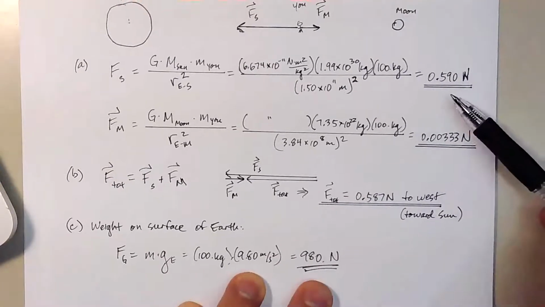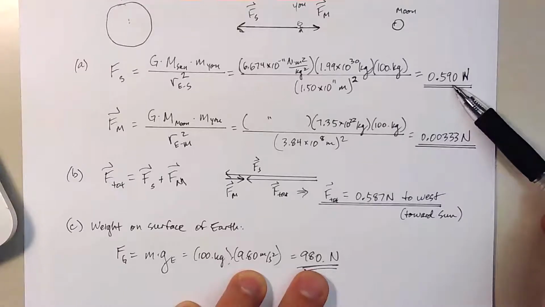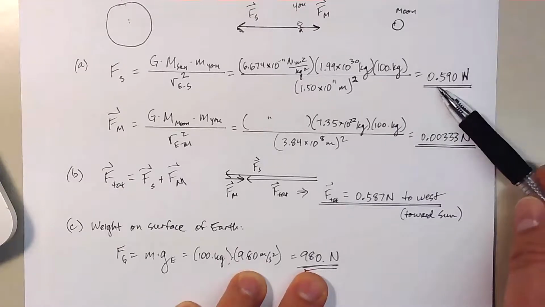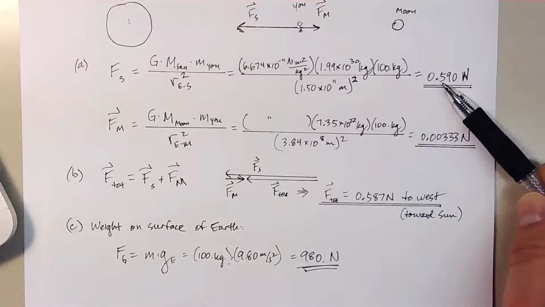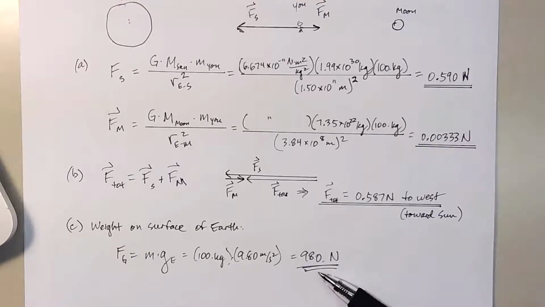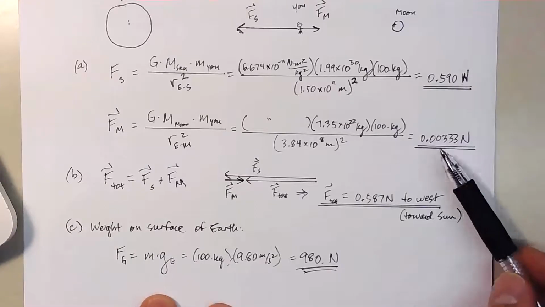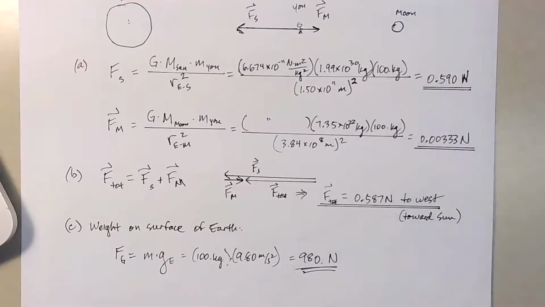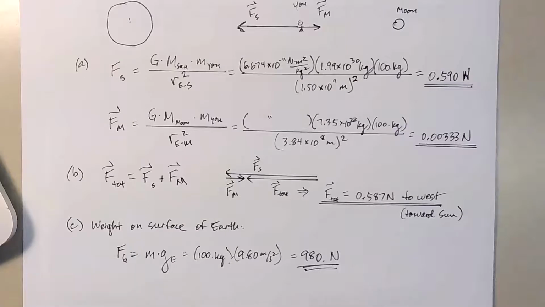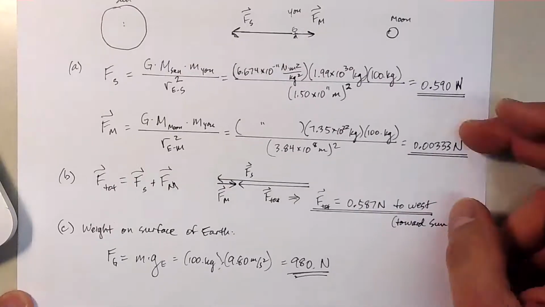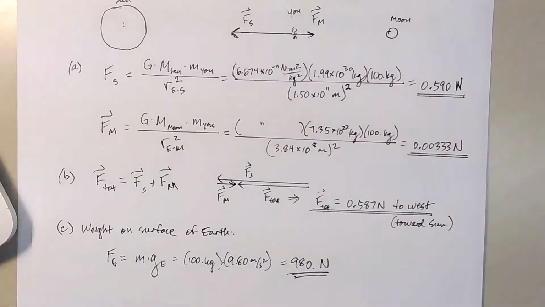So again, the force of the sun acting on you is something like 1/2000th as strong as the force of the Earth acting on you. And then the force of the moon acting on you is 1/200th of the force of the sun. So it's down in the order of like a millionth of the force of the Earth acting on you. So these two forces are pretty negligible as far as we're concerned in our daily life.